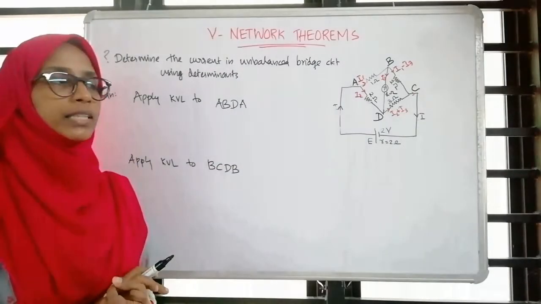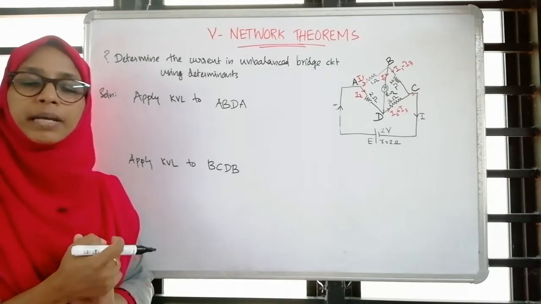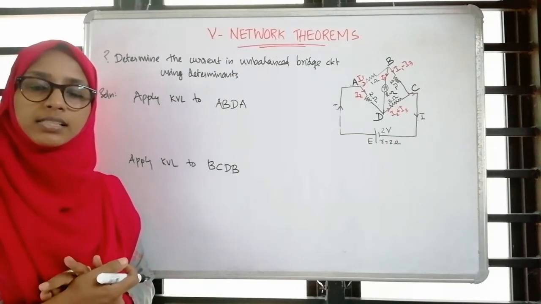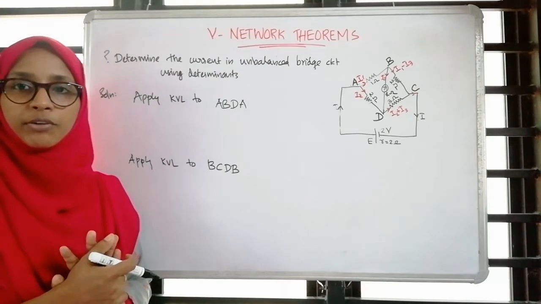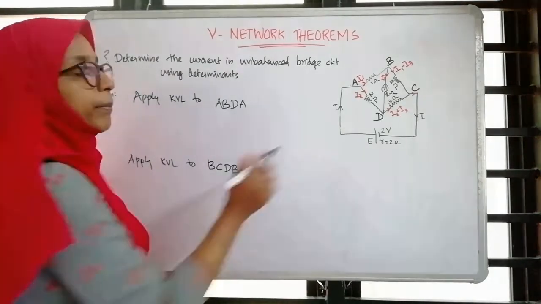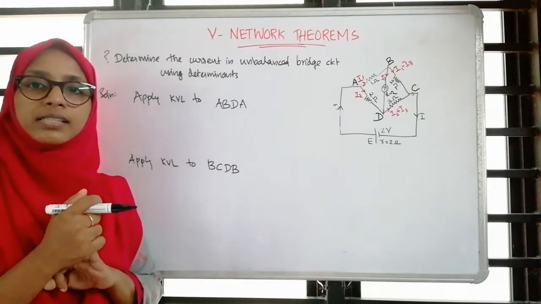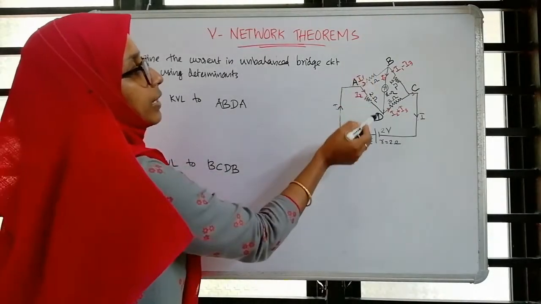You remember one thing. If we are considering the path in the same direction as the current, the voltage drop is negative. If we are considering the opposite direction of current flow, that is considered a positive voltage drop. A rise in potential is positive, a fall in potential is negative. Remember these sign conventions before deriving such problems. Okay, then ABDA.